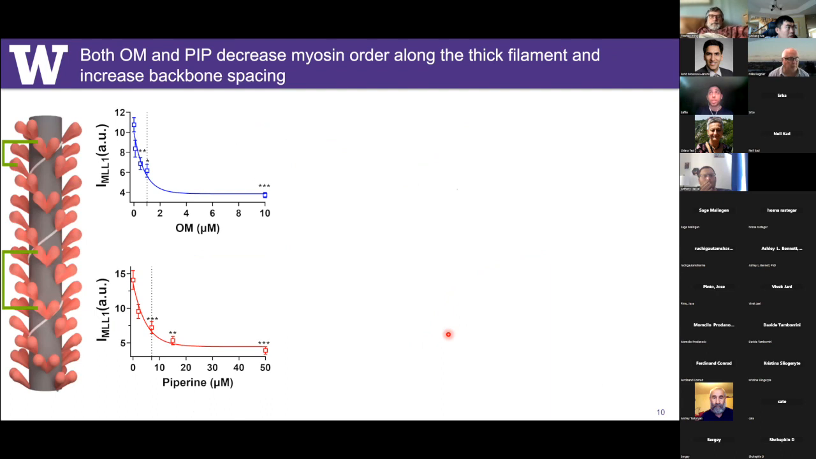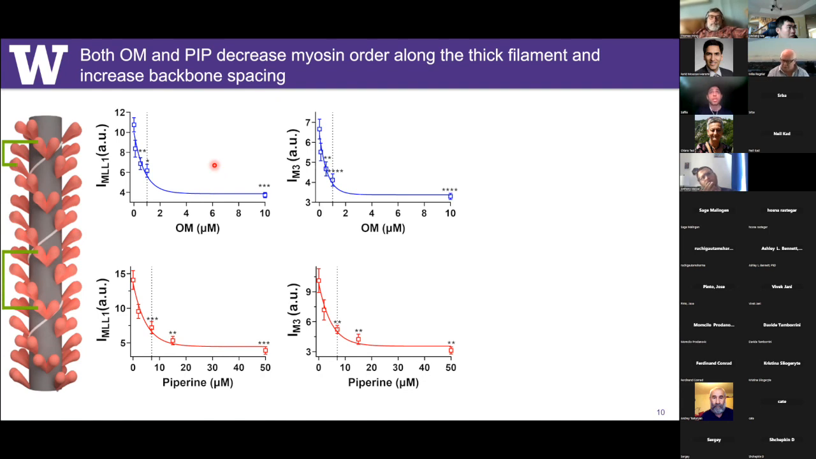Moving to the meridional plane, we again saw that OM and piperine significantly decreased myosin head organization along the thick filament. Our first observation of interest was the intensity of myosin layer line 1, which describes the helical order of the myosin heads along the backbone. And we saw that as we increase the titration of our compounds, there is a significant decrease in the intensity and the organization of the myosin heads.